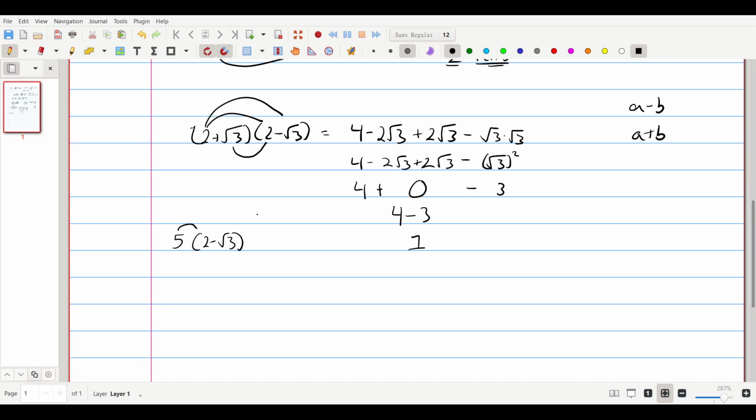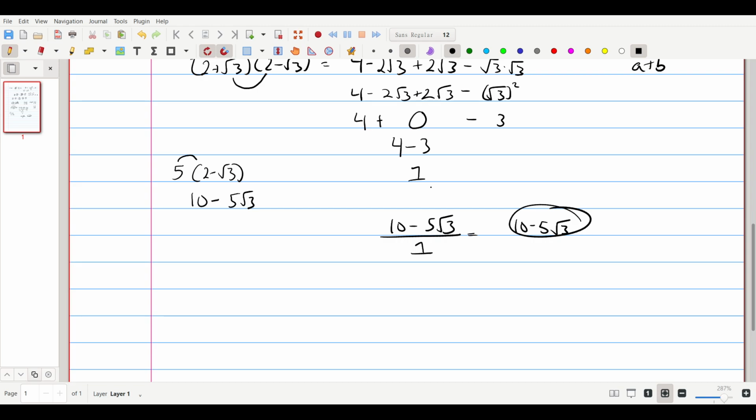5 times 2 is 10. 5 times negative root 3 is just negative 5 root 3, and there's no simpler way to write that. So this is our numerator, right? We have 10 minus 5 square root 3 on top. And what did we have on bottom? Just a 1, right? But any fraction over 1 is just itself, we don't need the fraction. And so there's our solution for this problem.